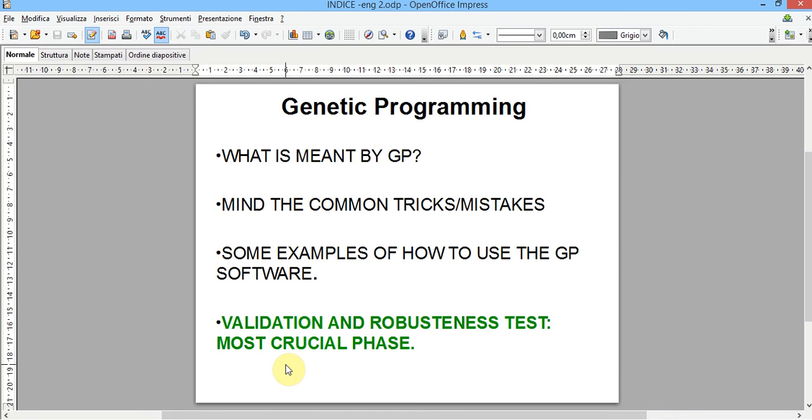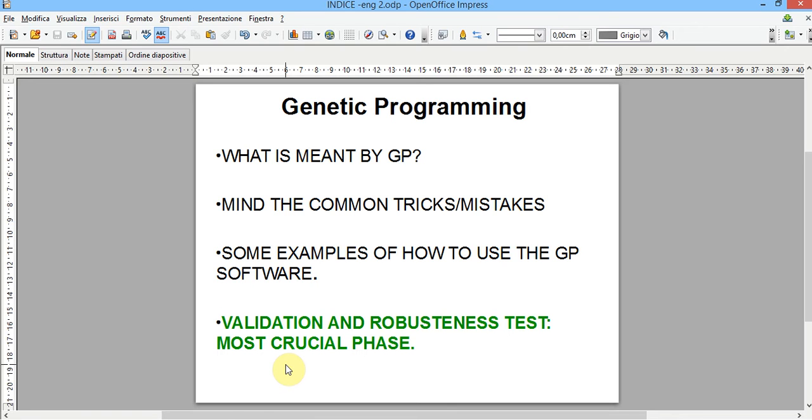Genetic programming, what is meant by that? There are many books and much literature, many handbooks that you may want to consult regarding this interesting topic. We also want to show you some common tricks and common mistakes in order to be aware of them, and some examples of how to use genetic programming software. There are many products on the market. Well, not so many, but a couple of them are very interesting to use.